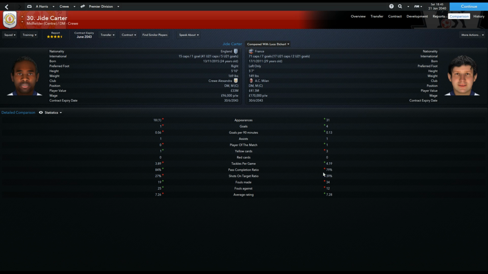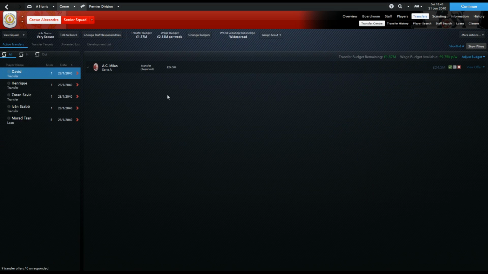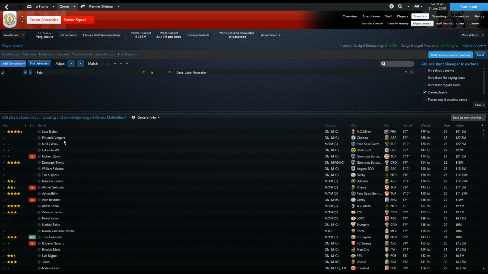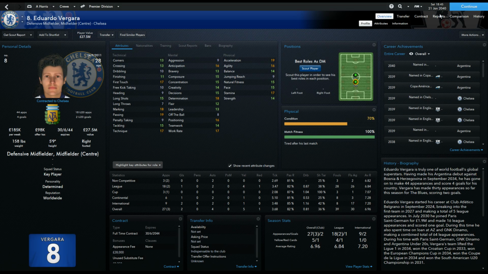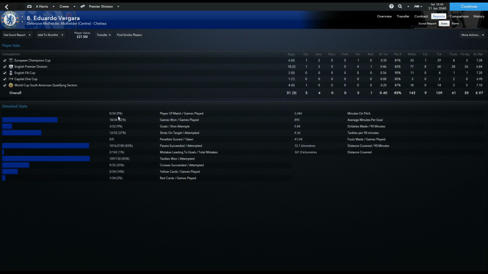Tackles are higher. His pass completion ratio is lower. Shots on target ratio is higher. Average rating, there's not really much in it. So it'd be interesting to see if this guy had played 31 games who the better player is going to be. But at this rate, so far the way he's been playing, he's been pretty good. Well, let's try something different. Let's try maybe somebody who has 31 games, if we can find that. He's played 34 games, so that's pretty close.